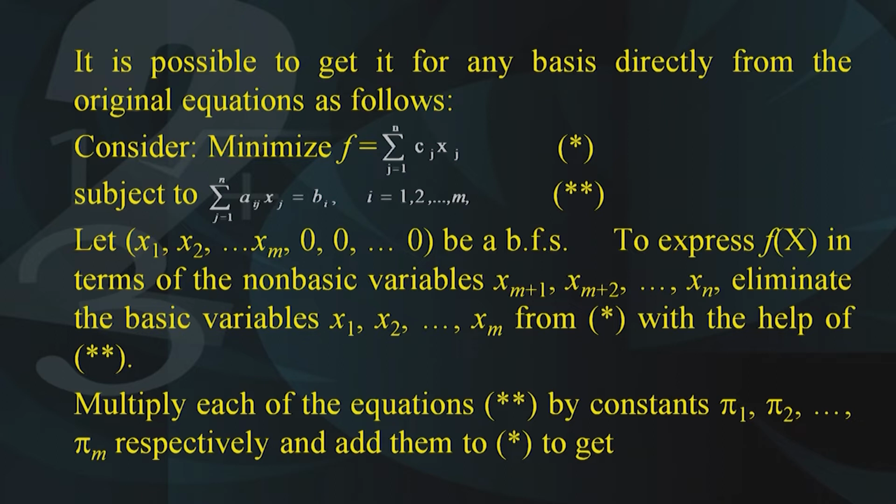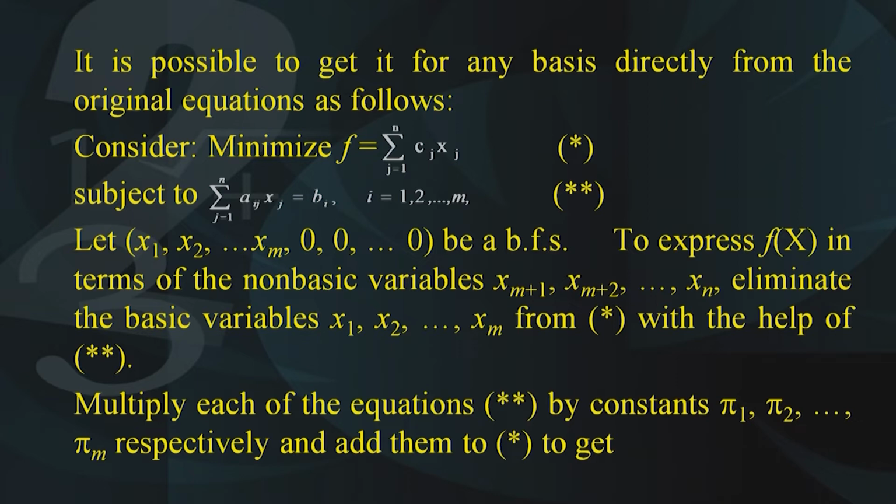Eliminate the basic variables x_1, x_2, ..., x_m from star with the help of double star. So, this you can do using these equality constraints. You can actually eliminate the basic variables x_1, x_2, ..., x_m using these equations, the Ax equal to b, and put them into the objective function. Then you can multiply each of the equations double star, that is the equality constraints, by the constants pi_1, pi_2, ..., pi_m respectively, and add them to the star equation.